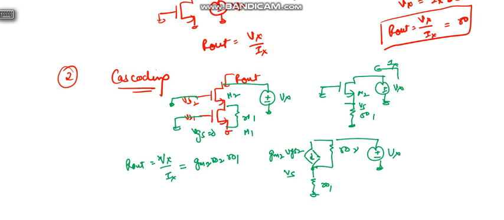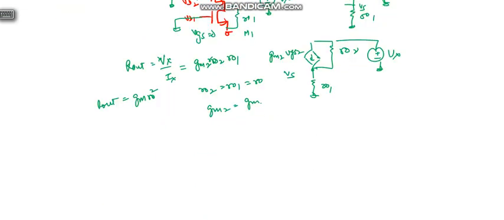Now suppose gm2 equals gm, and RO2 equals RO1 equals RO. Then Rout equals gm RO square. Now let's consider the third circuit, which is cascoding of three devices.